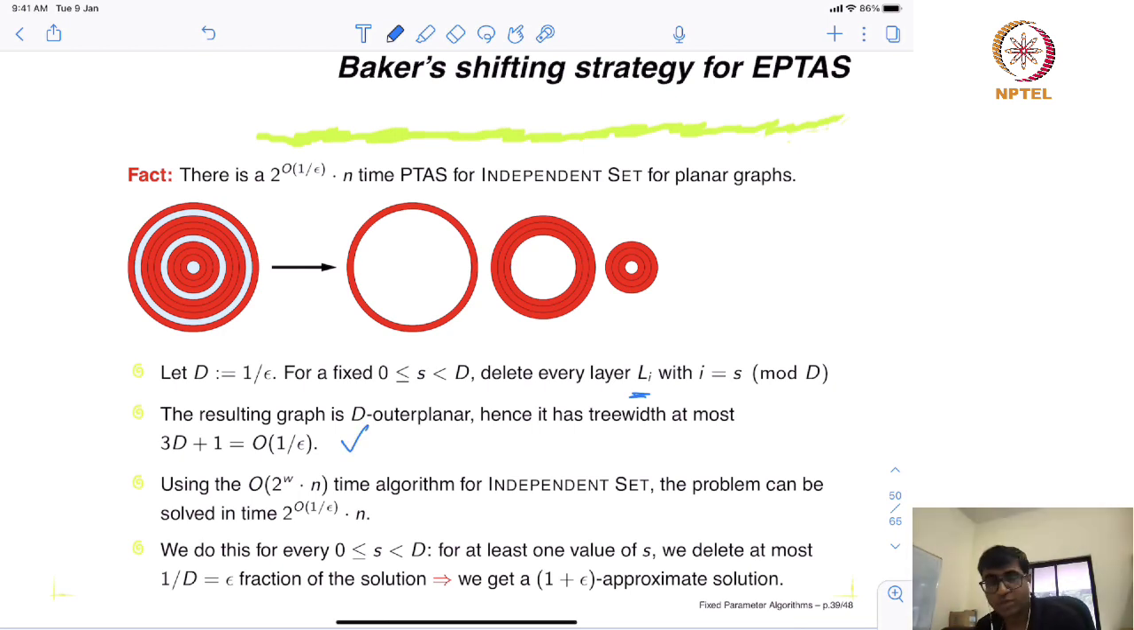So, using time 2 to the power w times n, there exists an independent set, and we can solve this problem in time 2 to the power big O of 1 over epsilon times n. So what did we do? Based on 1 over epsilon, we fixed a number d and deleted some layers. On each remaining graph we solve the problem, and what are we going to output? We do this for every s between 0 and d, and we output the one for which the weight of the independent set is maximized.